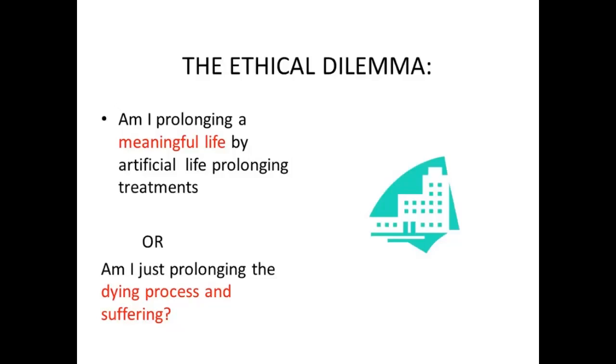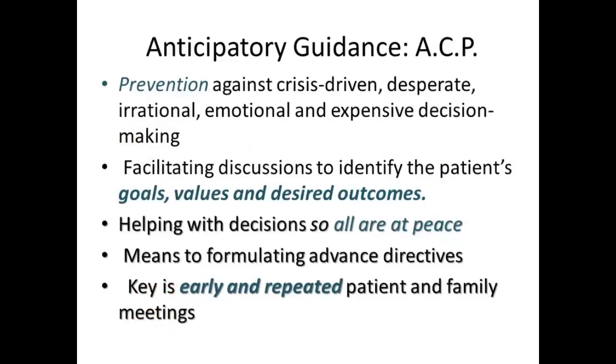So now we are on to the advanced care planning part, okay? So this is what advanced care planning is. It is prevention against crisis-driven, desperate, irrational, emotional, and expensive decision-making. So we're going to prevent all that if we do the advanced care planning. If you have not had any conversation and plan anything ahead of time, then in a crisis, you're going to make all these decisions that are not very good. Advanced care planning is also facilitating discussions to identify the patient's goals, values, and desired outcomes. In other words, trying to find out what is meaningful to that patient. It is also helping with decisions so all are at peace, that the right things are being done. And this is a means to formulating advanced directives.